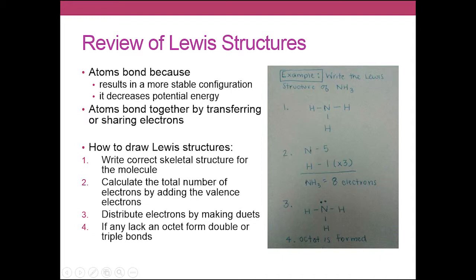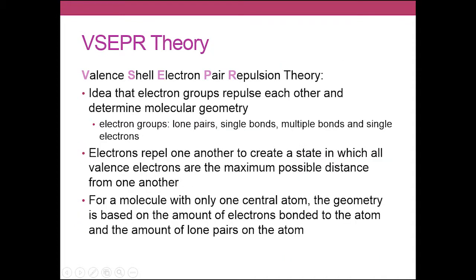So last time we talked about our steps to draw Lewis structures. Step 1, you need to write the correct skeletal structure for the molecule. After that, we're going to calculate the total number of electrons by adding the valence electrons together. And we know we can find these numbers from the periodic table. After we figure out how many electrons we need, we should distribute the electrons by making duets, which is when we draw the dots surrounding the molecule. And finally, if any of our molecules lack an octet, we're going to rework them and try to form double or triple bonds.